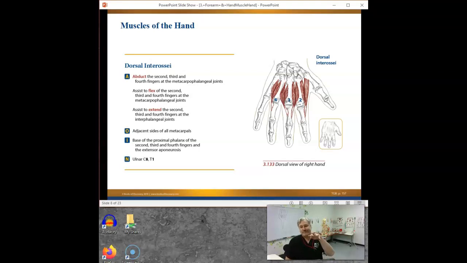And they help you to wiggle your fingers around. You don't even have to know what each and every one does. Cool? All right. Okay. Pretty much.